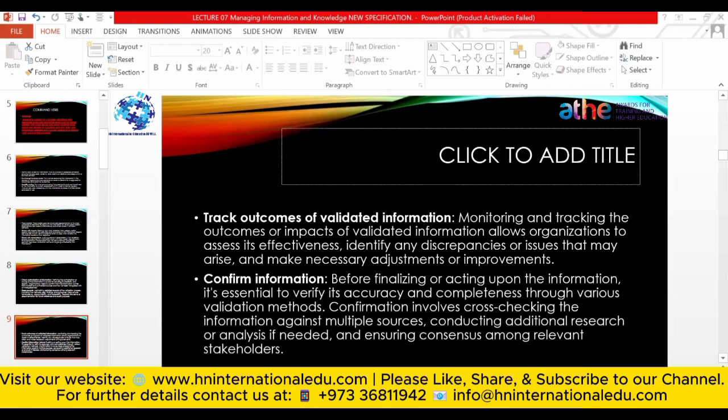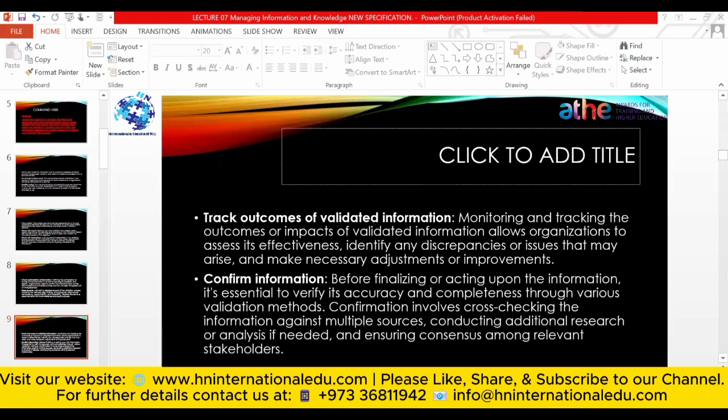Identify any discrepancies. What are discrepancies? These are the problems, these are the issues. If there is a problem in your information gathering or knowledge gathering, then you can identify that through the record keeping, through the tracking, because ultimately the other word is that you're tracking something. That may arise, and you can make the necessary adjustments or improvements accordingly if there is any discrepancy.